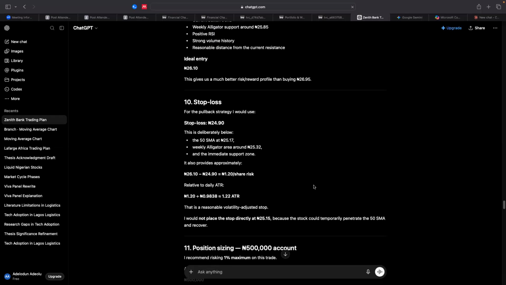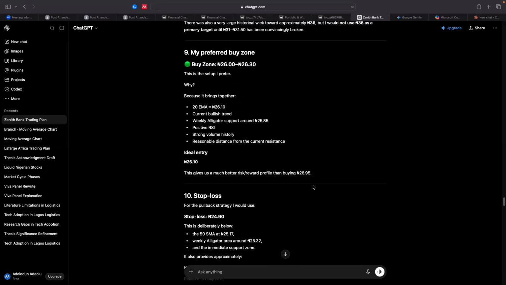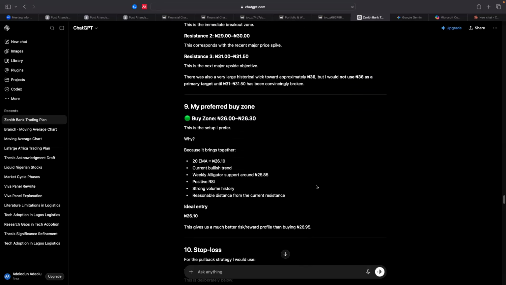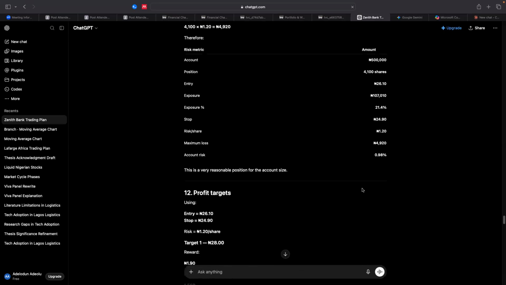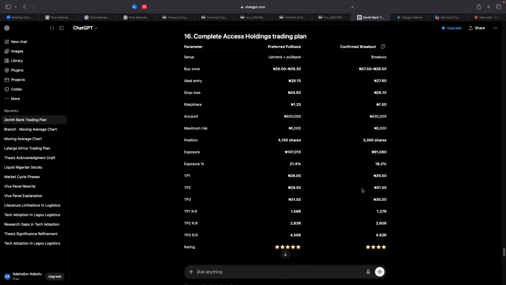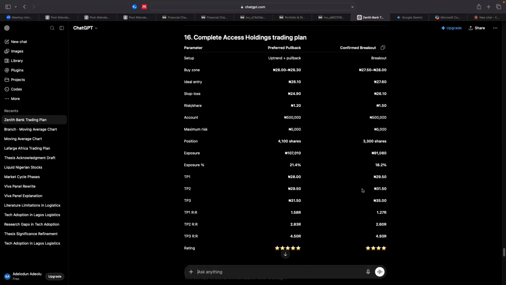And it says buy zone entry range 26.10 to 26.95. So the buy zone from Gemini, it puts the entry range at 26 naira 10 kobo to 26 naira 95 kobo. ChatGPT is giving a buy zone of 26 to 26 naira 30 kobo.